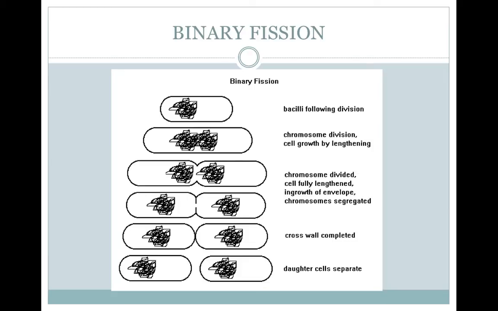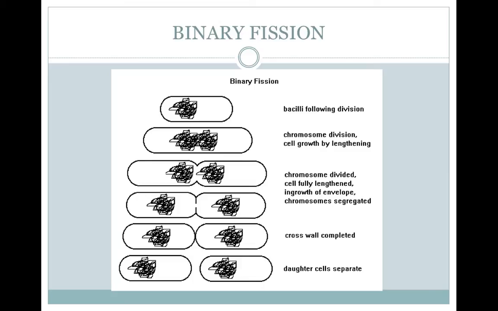Bacteria asexually divide by binary fission. The loop of DNA forms replication forks. It eventually copies the entire circle, and the two chromosomes move into opposite sides of the cell. The cell begins to expand and divide in the middle.